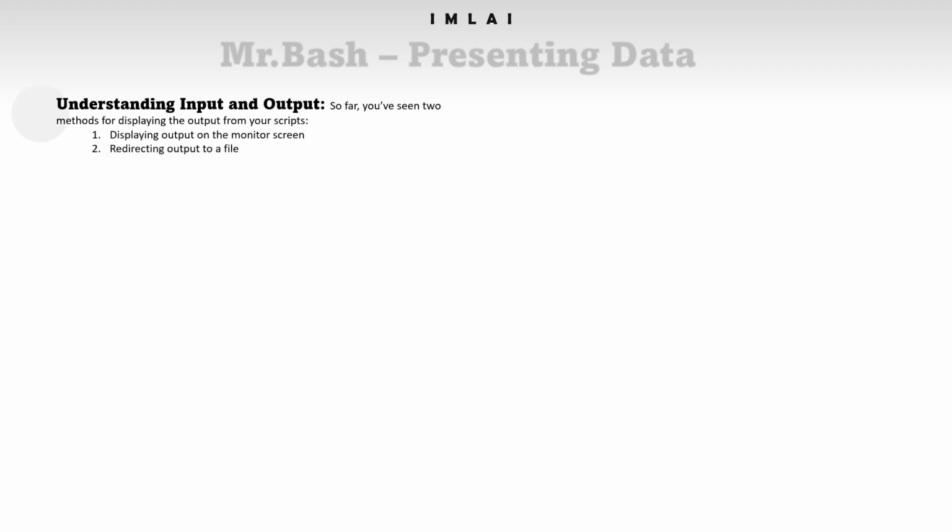So let's begin with understanding input and output. So far you have seen two methods for displaying the output from your script. The first one is displaying the output on the monitor screen. The second one is to redirect the output to another file. Whatever output you get from this command, we redirect it to a file, so we save the output of this command into that file so that you can use it. These are the two ways we have been using so far.